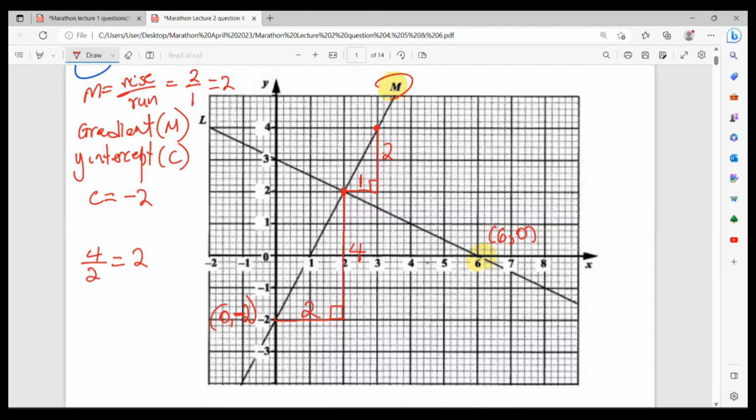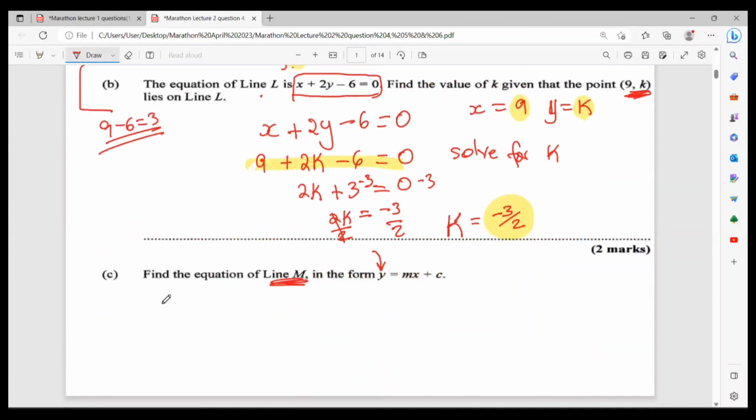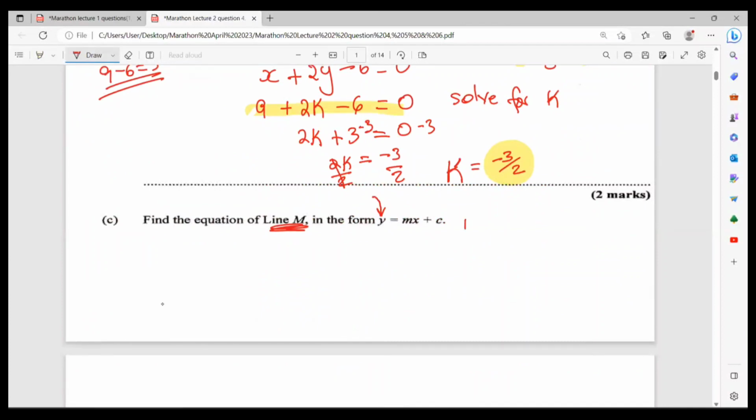So now I'm saying that you're able to do those. You can pick up those easily along the way. So then there is no big working out for this. The gradient is 2, the y-intercept is -2. So m is 2, the y-intercept is -2.